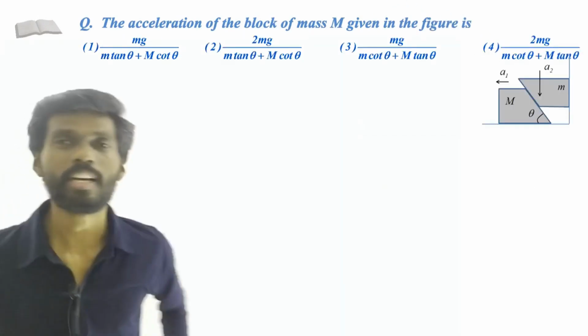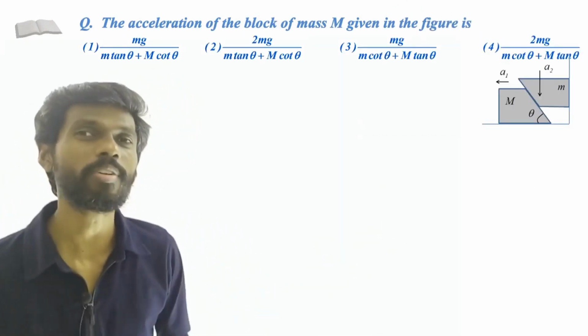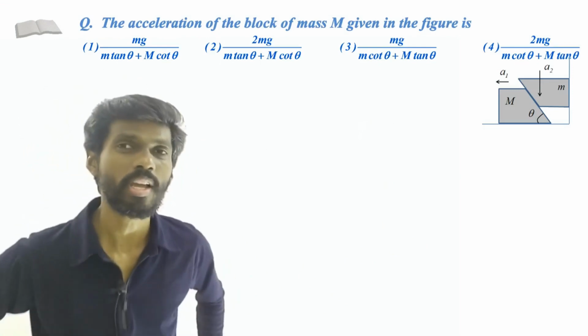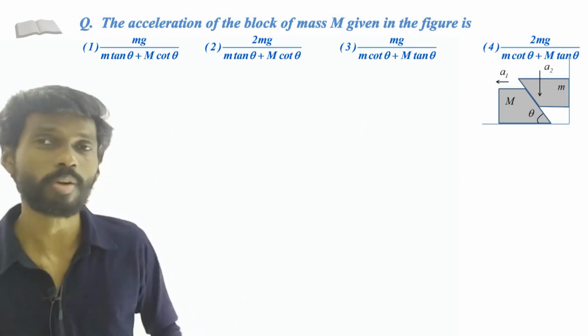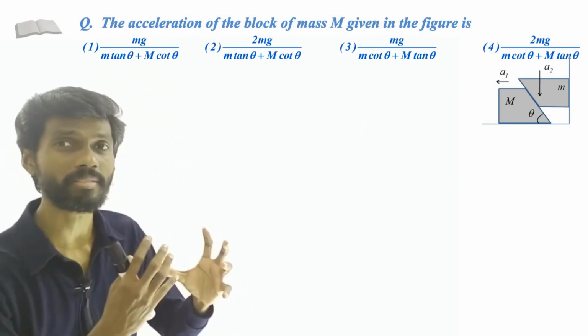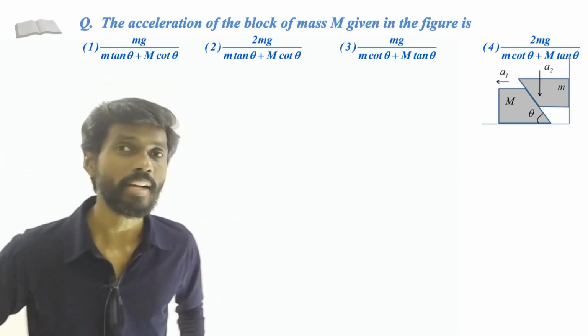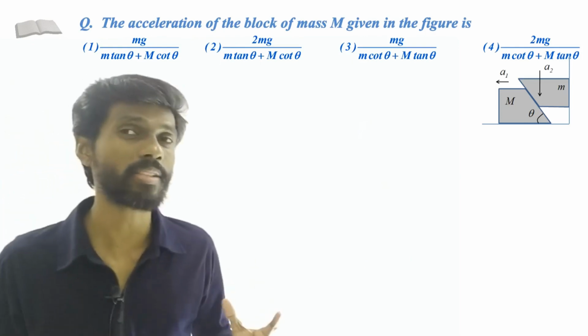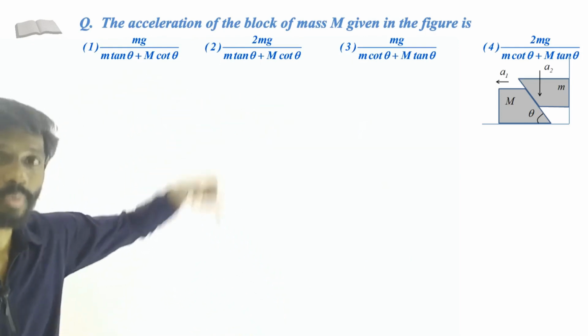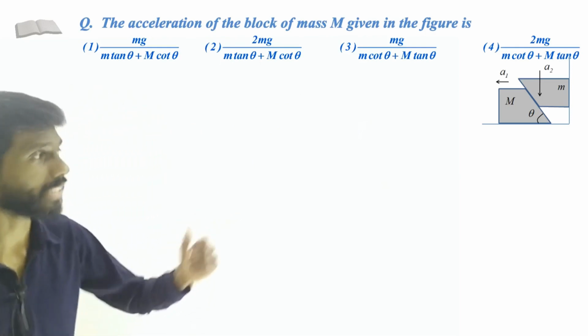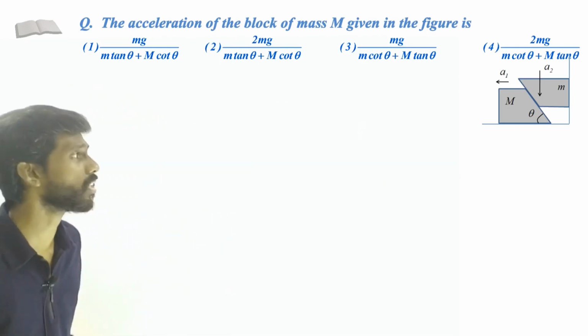The acceleration of the block of mass capital M given in the figure is. Here we have two wedge shaped blocks. We have to find the accelerations of these two blocks. We have already solved some questions with two blocks, but at that time those two blocks were moving with the same acceleration, together. Here these two blocks are moving with different accelerations. The block on the right is moving downwards with acceleration a2, and this block is moving to the left with acceleration a1.